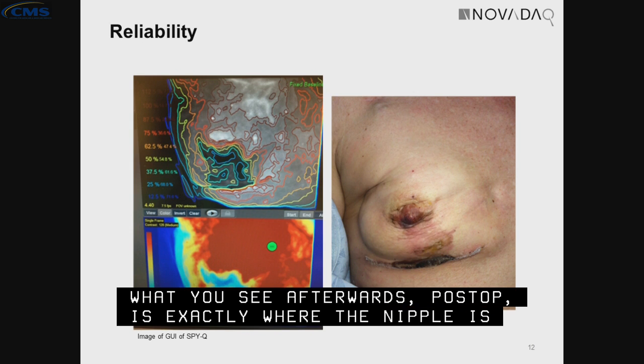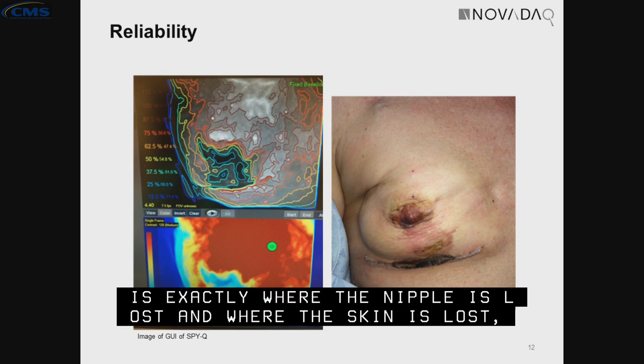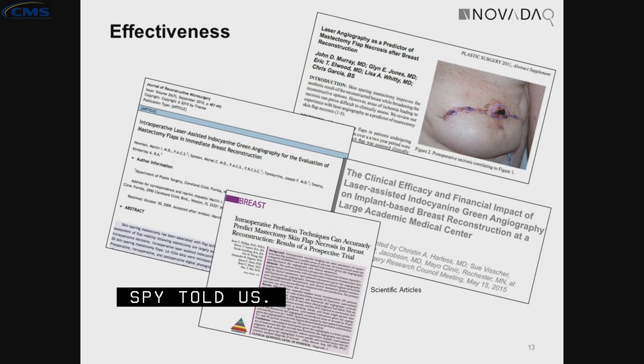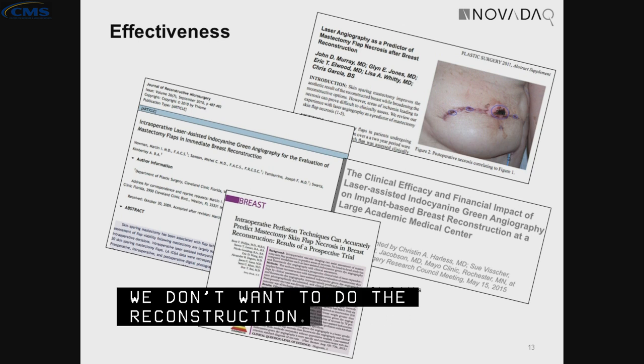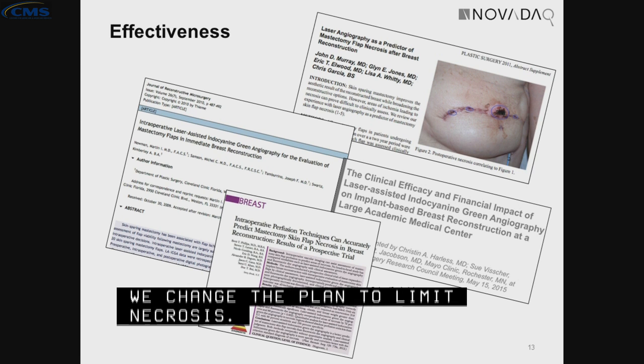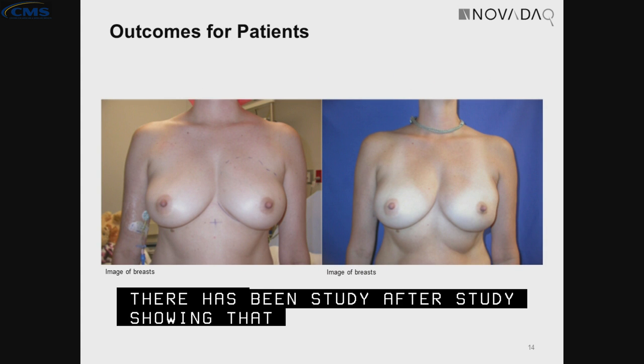So we don't have these problems anymore, because when SPY tells us there's a problem with the skin, we don't go on and do that reconstruction. We change our plan and limit necrosis. And there have been study after study now proving this and showing it even in blinded fashion, that this technology is very predictive and very helpful in these types of cases. And so these are the normal results that we see now.